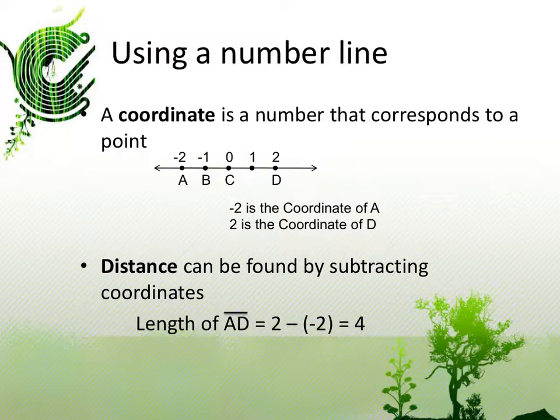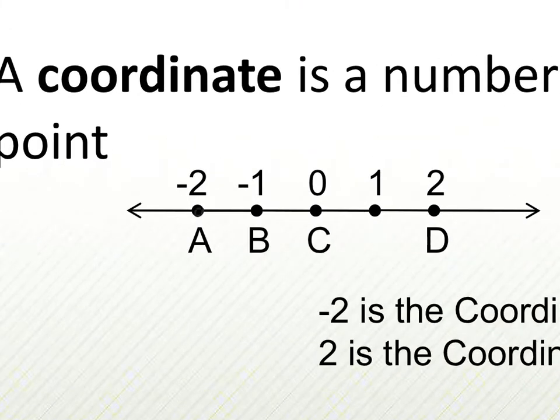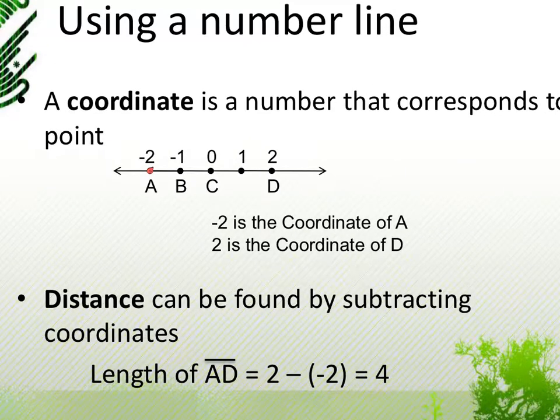All right. A coordinate is a number that corresponds to a point. For example, if I look at this number line and I say, what is the coordinate of A? You just look here, and I'm looking at A. That is the coordinate. Oh, let me switch colors. Right here, I can see that it's at -2. It's almost like its address. -2 is the coordinate of A. It's where it is located on a number line.